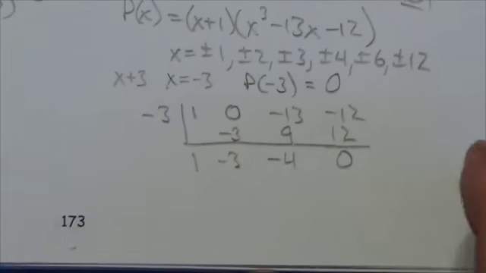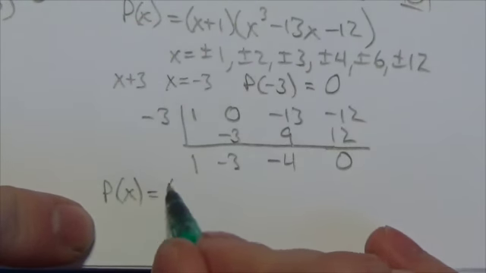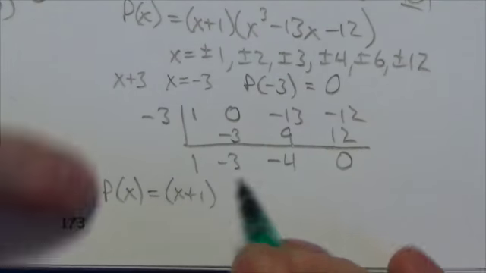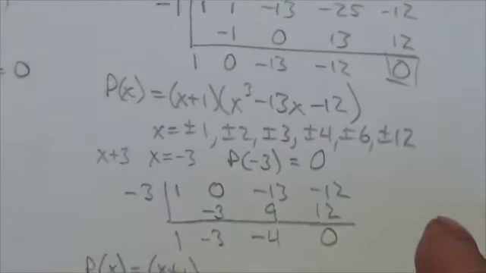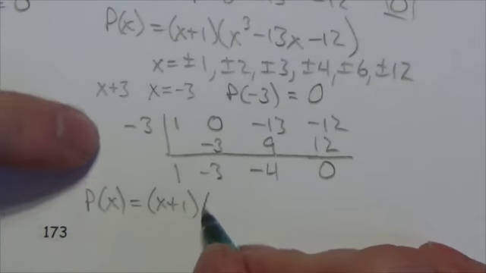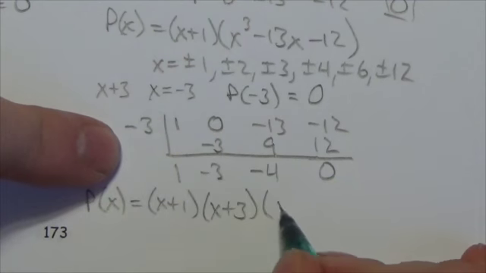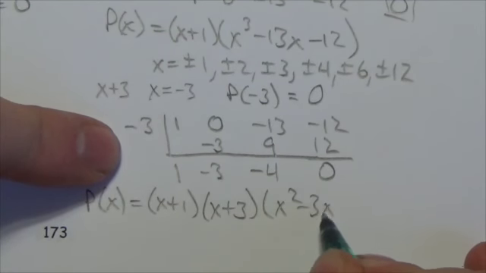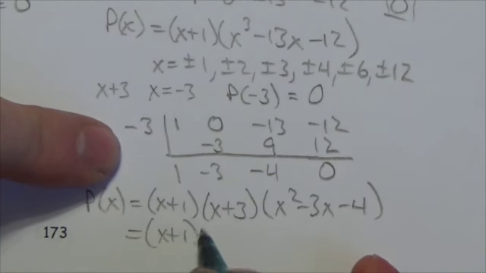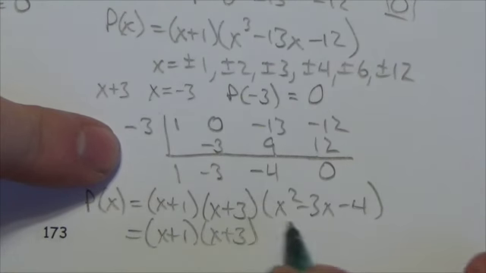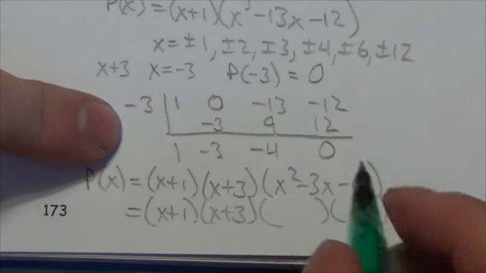Awesome. So now I know that my polynomial is going to be, now don't forget about the x plus 1. Don't forget about that factor that I found initially. You still need that. But now I have this additional x plus 3 factor, and that has left me with x squared minus 3x minus 4. Now this one is just a nice little quadratic. I should be able to factor that pretty handily.